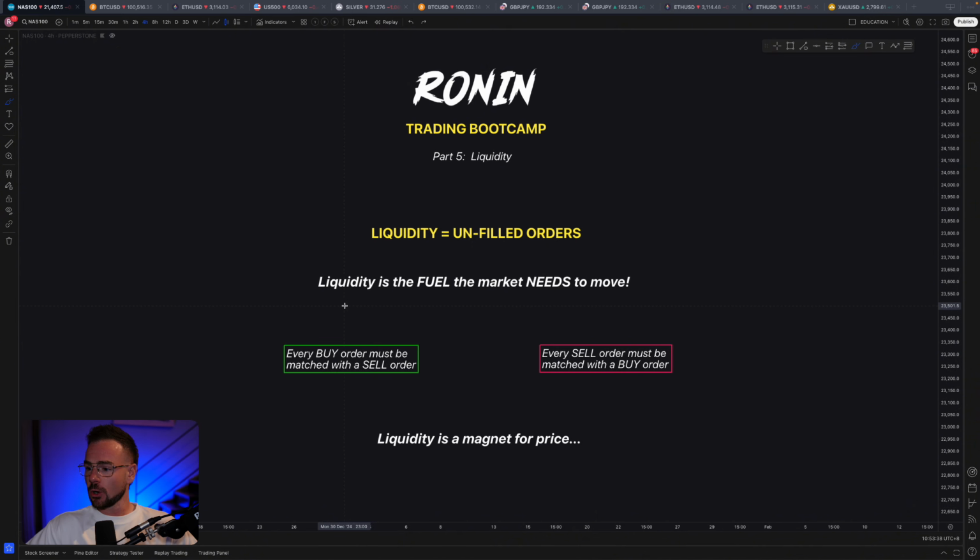If we know that liquidity is the fuel that the market needs to move, we know that liquidity is a magnet for price. The market is going to seek out liquidity or areas of high liquidity because it needs to match these buy orders with sell orders and these sell orders with buy orders.